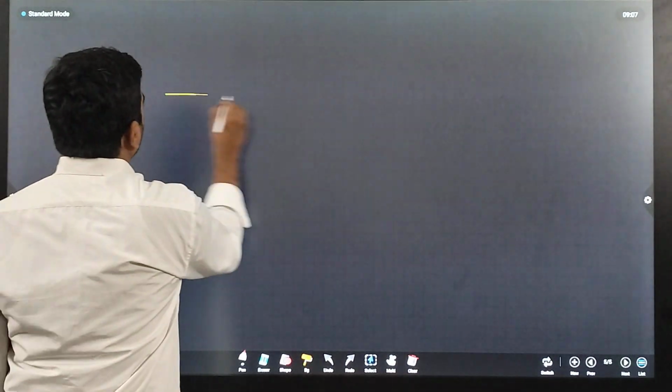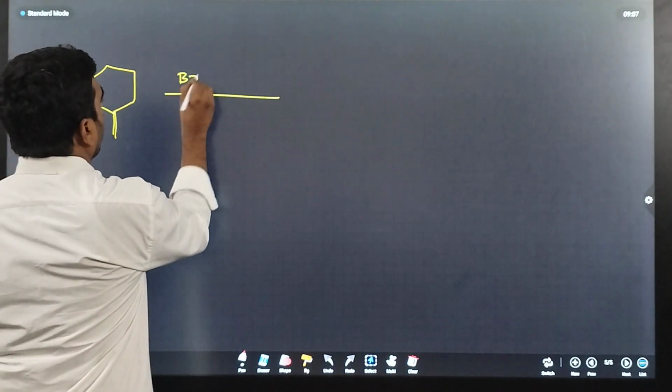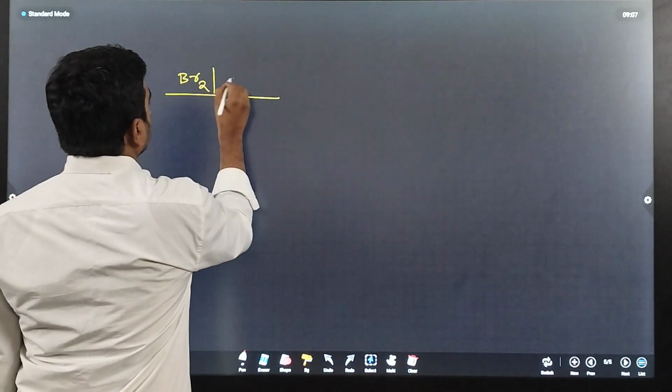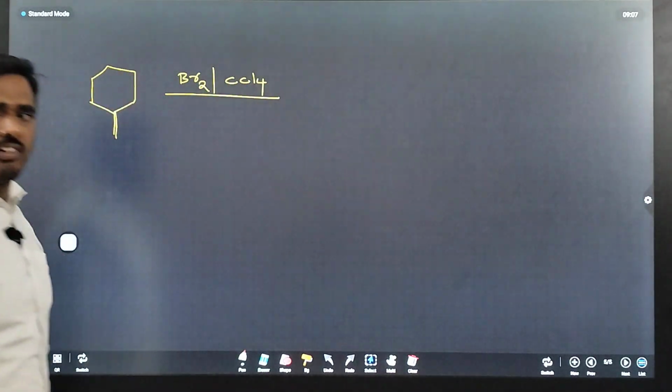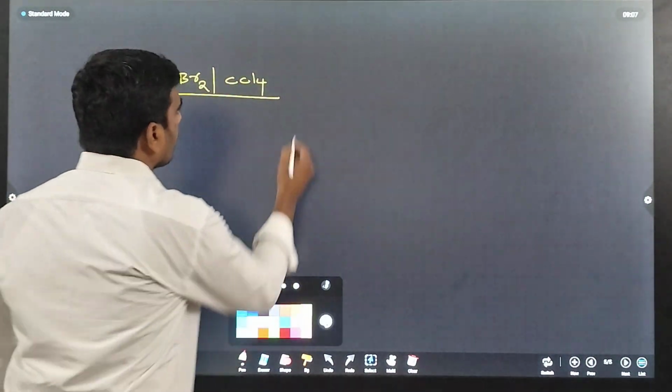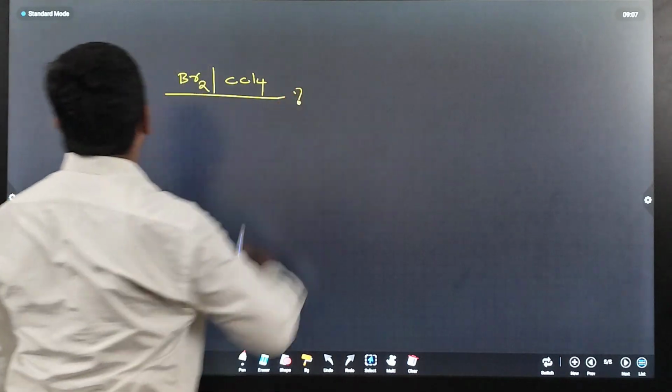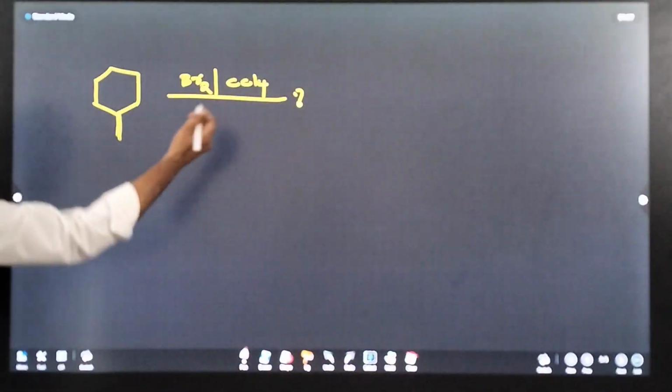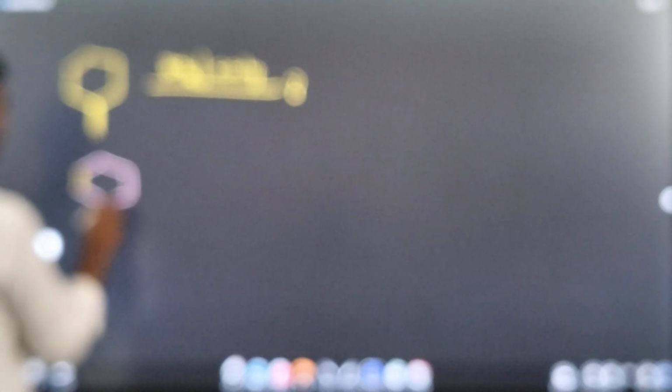So this is an example. I can take Br2 and CCl4. Here the non-polar solvent is used. So which product is obtained? Here Br and Br, the electron displacement is towards here.